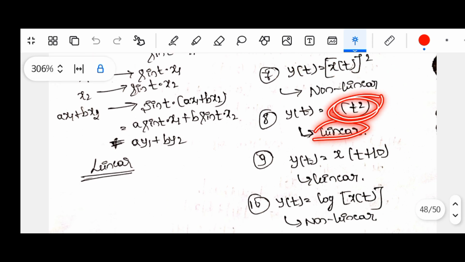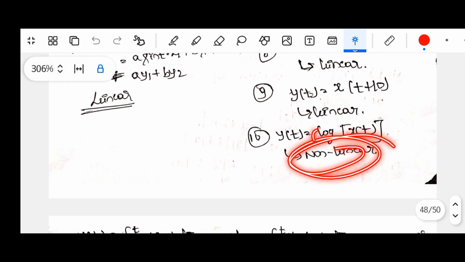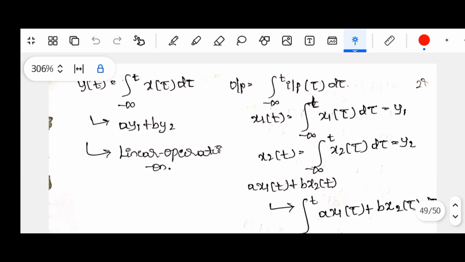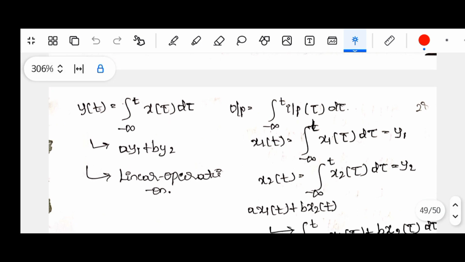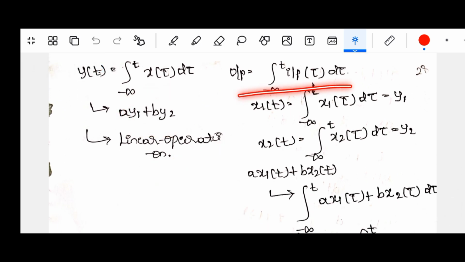This is a linear. This is a linear. This is the non-linear because log is multiplied. Next, y(t) is equal to integration of minus infinity to t x of tau into d tau, a into y1 plus b into y2. Non-linear linear operation. Output is equal to minus infinity to t input into tau into d tau.